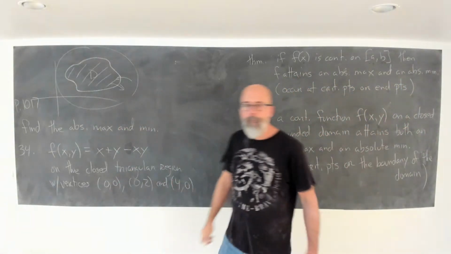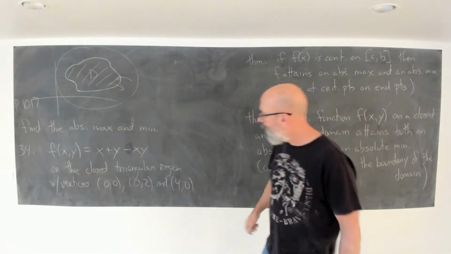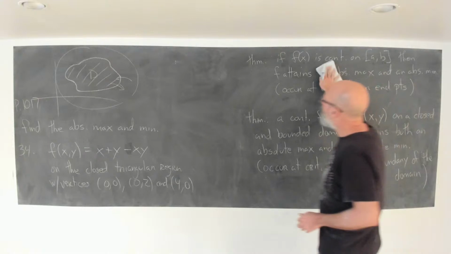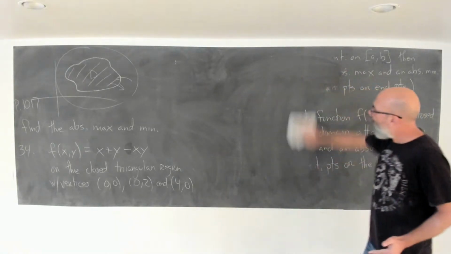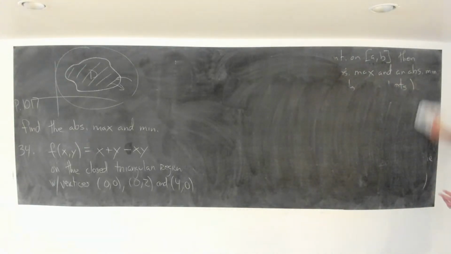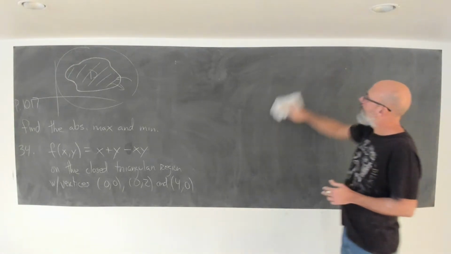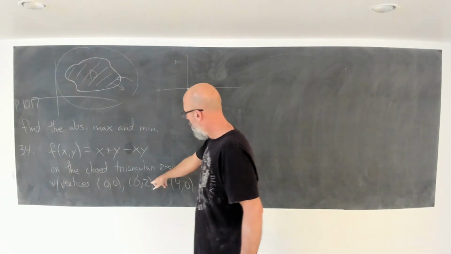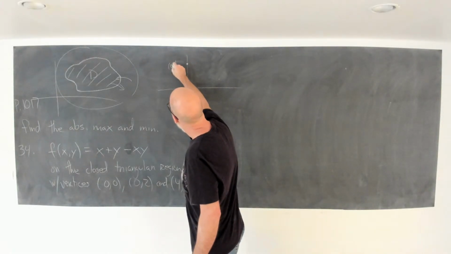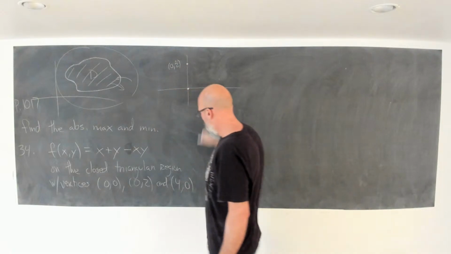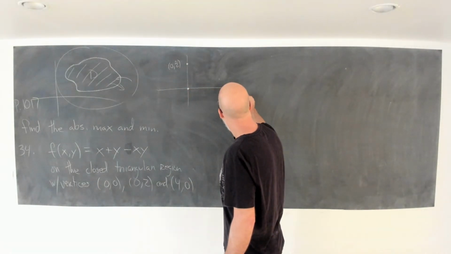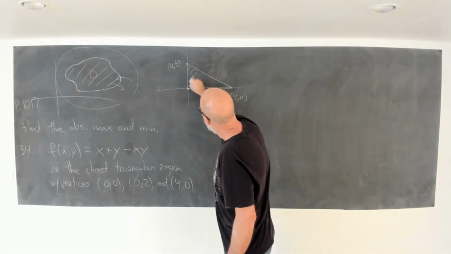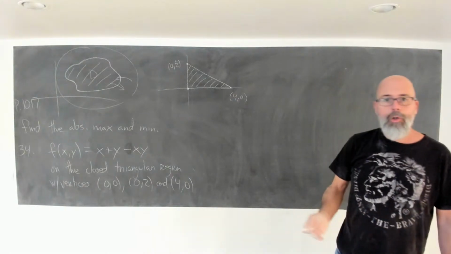Vertices. So a triangular region with vertices (0, 0), (0, 2), and (4, 0). Let's take a moment to draw this region to understand what's happening. So the origin, x, y, so (0, 2), and (4, 0). So there it is. This is our closed and bounded domain.